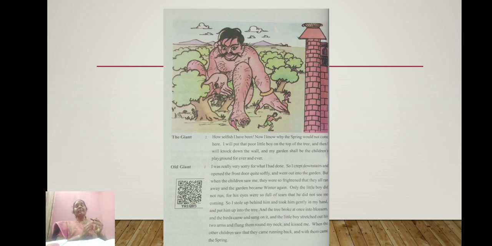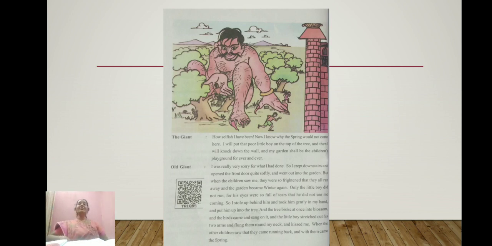Okay, so when the children saw the old giant, they all ran away with fear. But the little boy was unable to run away, so he was standing there only. On seeing the little boy, the giant hid himself, and he made the child climb the tree. Then the little boy kissed the giant. On seeing this scene, all the children came again into the garden.